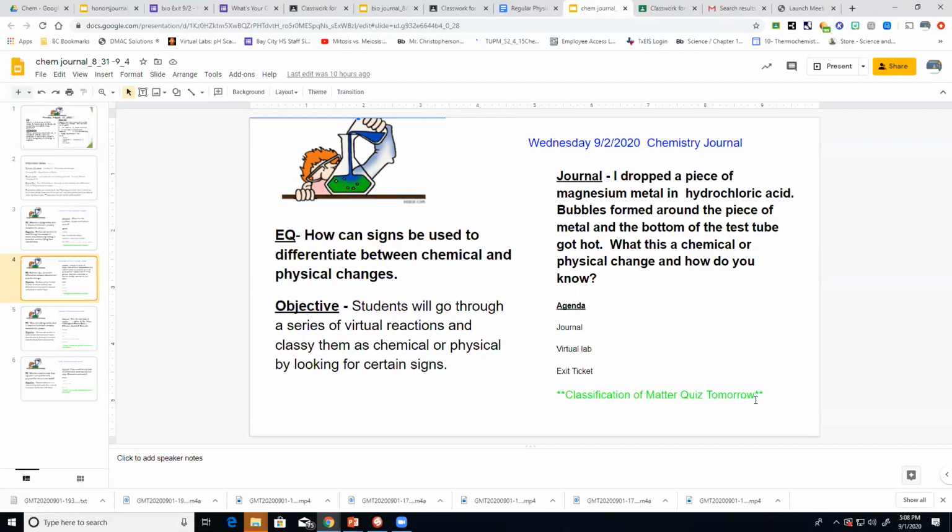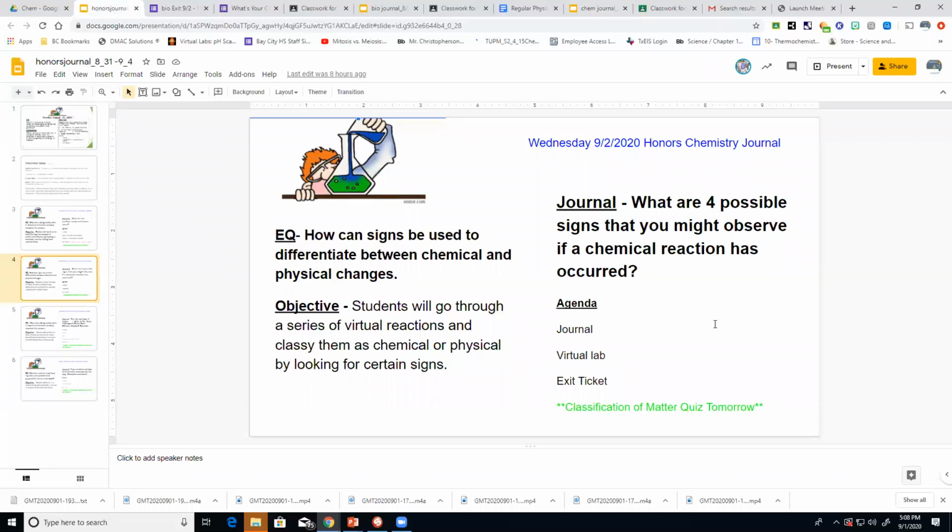Also a reminder that y'all have a quiz tomorrow over classification of matter. Then on my honors journal, same EQ, of course, same date. Journal, what are 4 possible signs? I just talked about those a minute ago. So any of those 4, and those are also in your notes. Same thing, y'all have a quiz tomorrow.